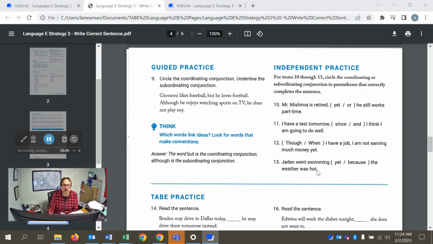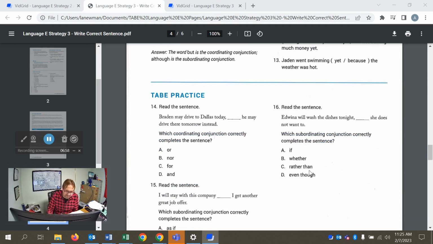Jaden went swimming because the weather was hot. And so we use because due to cause and effect. The weather was hot. That was the cause of Jaden going swimming. Okay, 14. Her answer is A, or. Which coordinating conjunction correctly completes the sentence? Braden may drive to Dallas today, or he may drive there tomorrow.